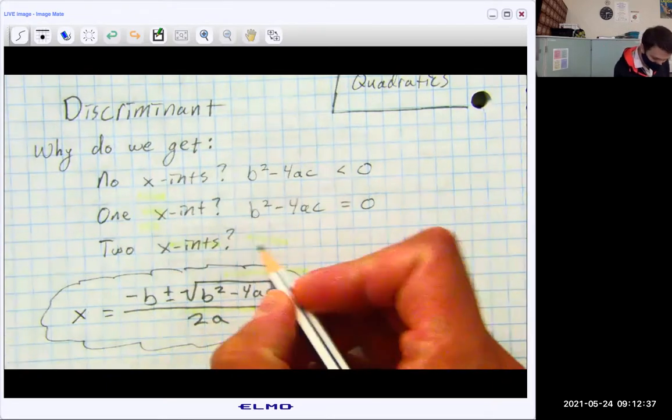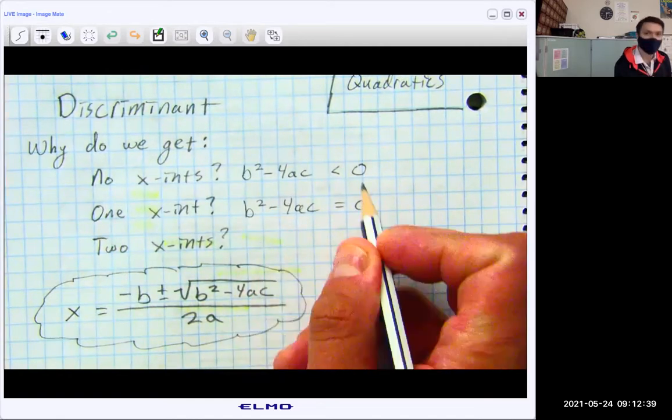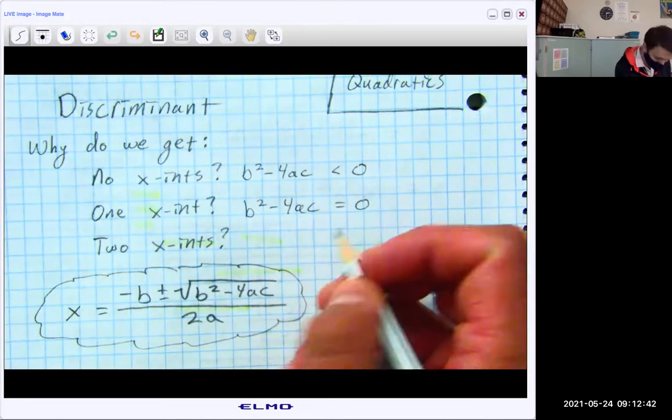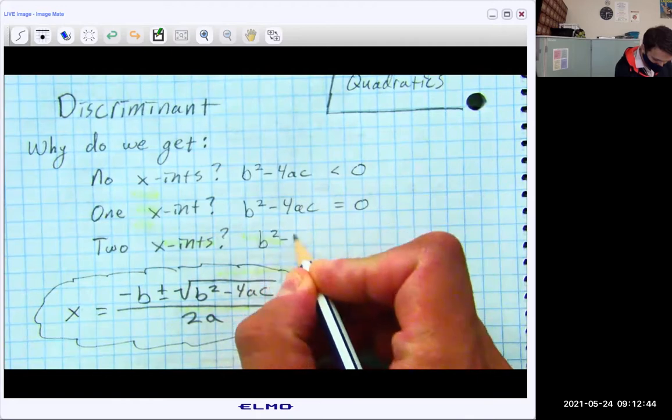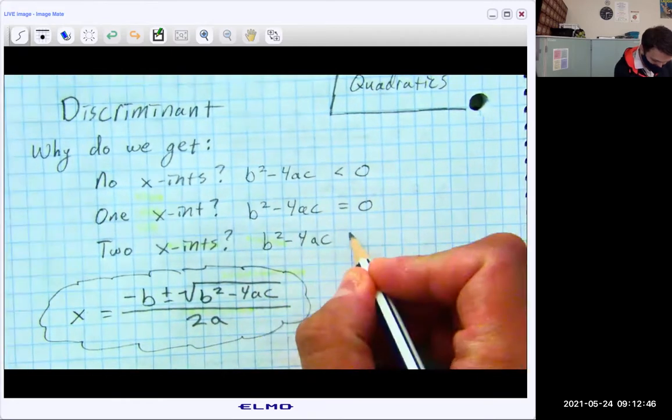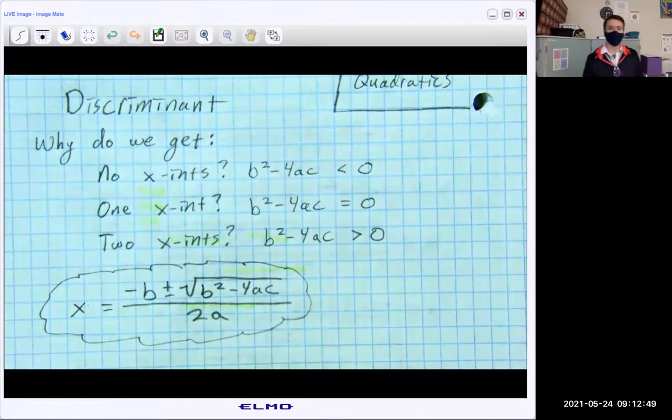And the last thing would just be what's left over. We talked about everything less than 0, everything equal to 0. Well, if you go b squared minus 4ac and you get something greater than 0, then that means you're going to have two answers.